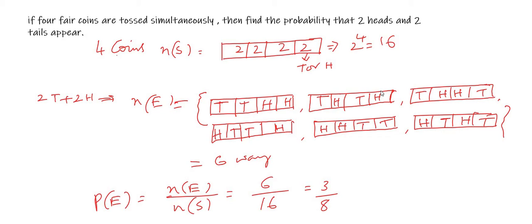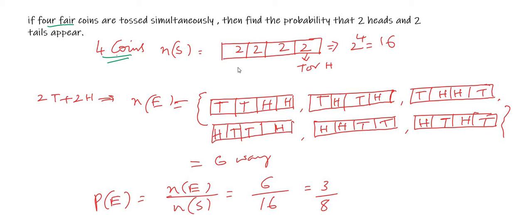If four fair coins are tossed simultaneously, then find the probability that two heads and two tails appear. So four fair coins are tossed. Find the probability that two heads and two tails turn up. Now, when four coins are tossed, the total number of events is n(S).